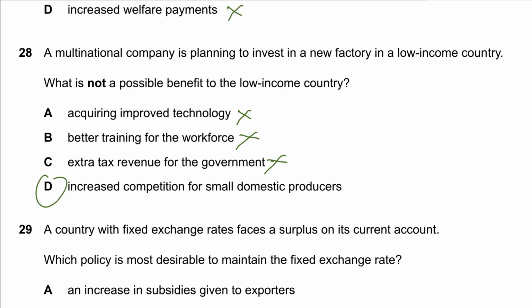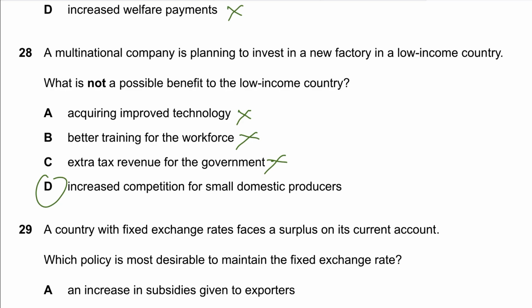Our answer option D says increased competition for small business producers. Actually, increased competition for small domestic firms is a possible benefit to consumers, you can say, because they may reduce prices, but they're asking about the country itself, especially a low income country. So it's not considered a benefit to the low income country.